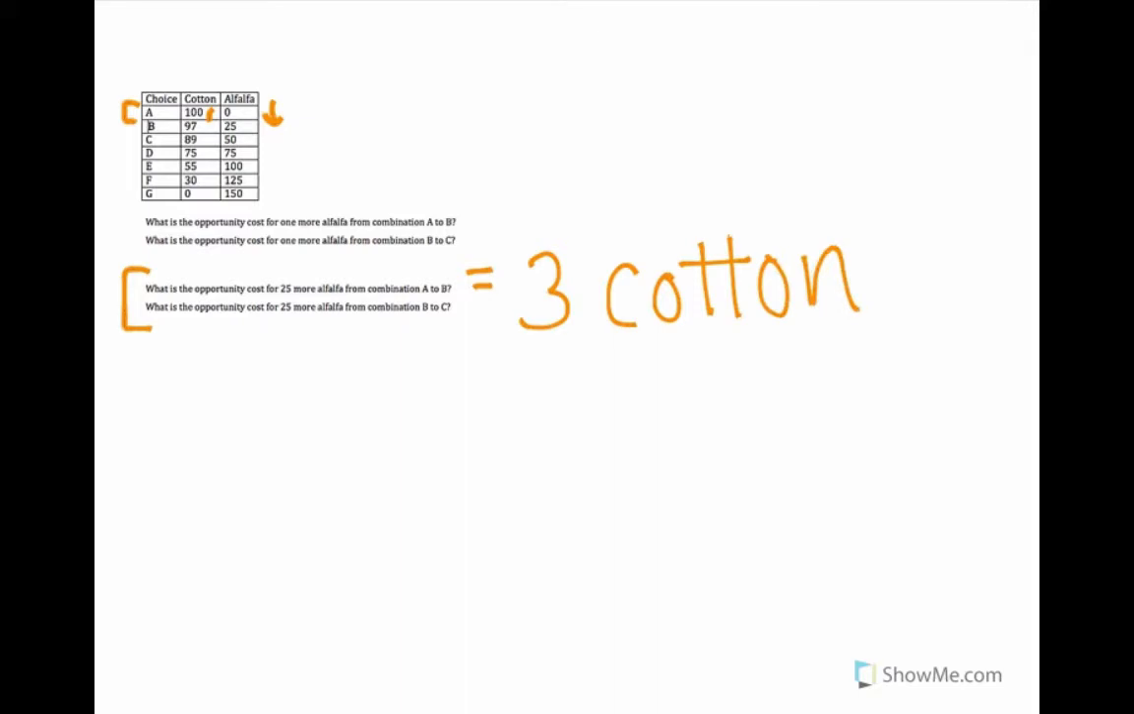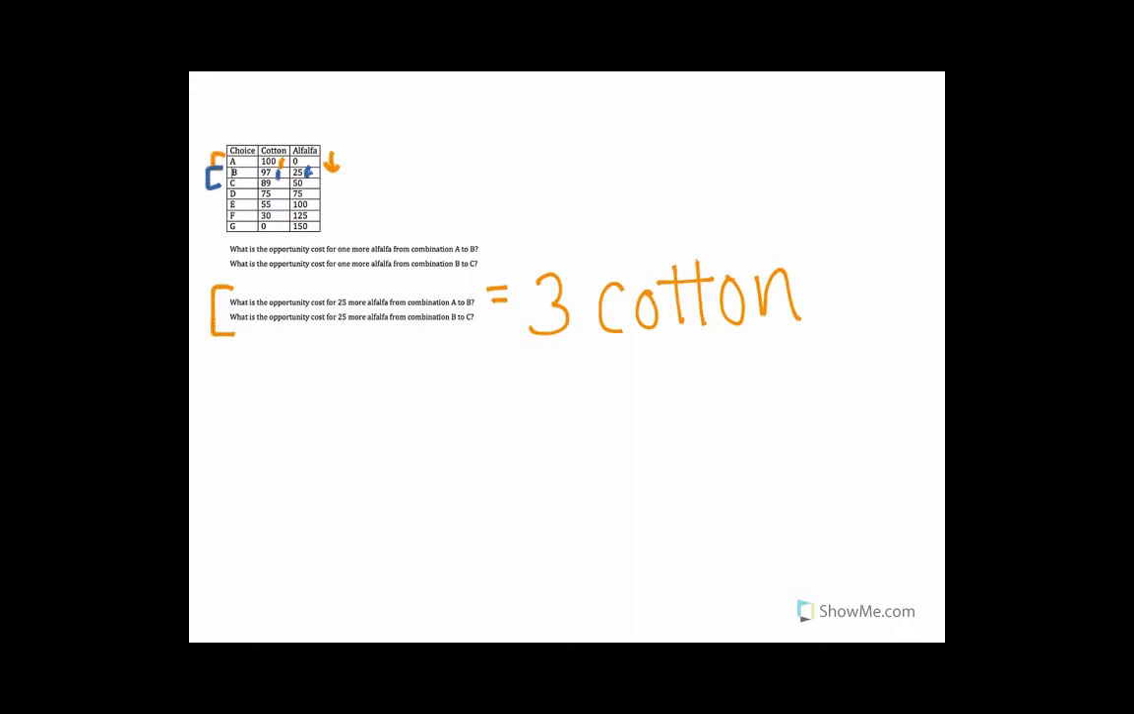Now we will do the second question. What is the opportunity cost for 25 more alfalfa from combination B to C? For this question, we're only going to be looking at B and C now, as we switch to color blue. So, to go from 25 to 50 alfalfa, we're going from 97 to 89 cotton. This means to gain 25 more alfalfa, we're going to lose 8 cotton. So the opportunity cost is 8 cotton.